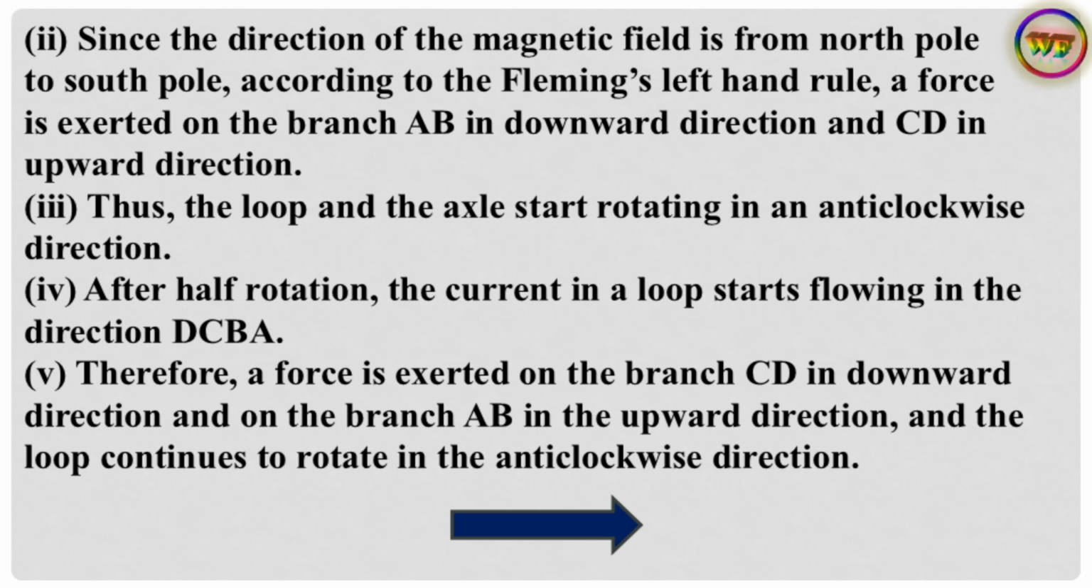Point 3. Thus, the loop and the axle start rotating in an anticlockwise direction. Point 4. After half rotation, the current in the loop starts flowing in the direction DCBA. Point 5. Therefore, a force is exerted on the branch CD in downward direction and on the branch AB in the upward direction, and the loop continues to rotate in the anticlockwise direction.